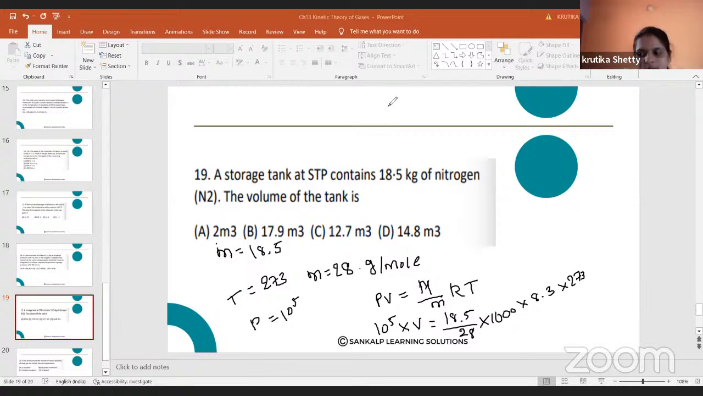Option D. Yes. Others, what about other students? You are getting option D. It is 14.8. What about other students?